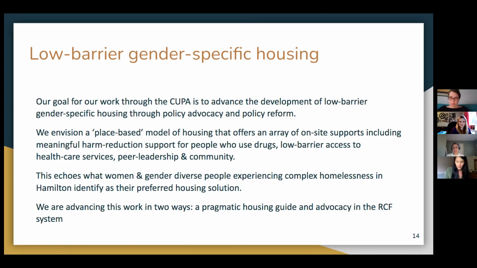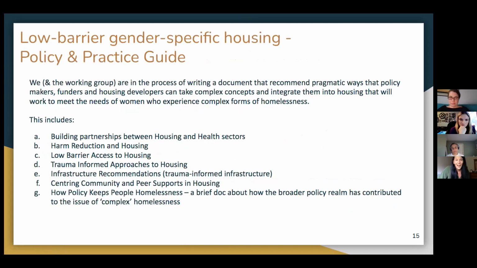So we are really advancing this work in two ways. One is through a pragmatic housing guide, and the second one is through advocacy in the residential care facility system in Hamilton. So our first one is this low barrier gender specific housing guide. So it's a policy and practice guide.